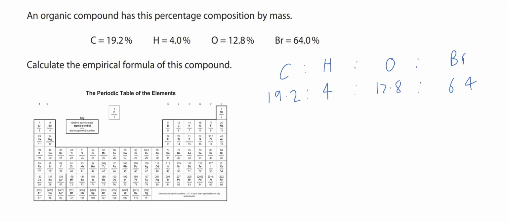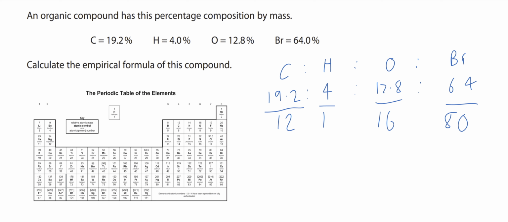Then you divide each of these percentages by the relative atomic mass of each element. So for carbon, looking at the periodic table, that would be 12. Hydrogen's relative atomic mass is 1. Oxygen's is 16. And then finally, bromine is 80.